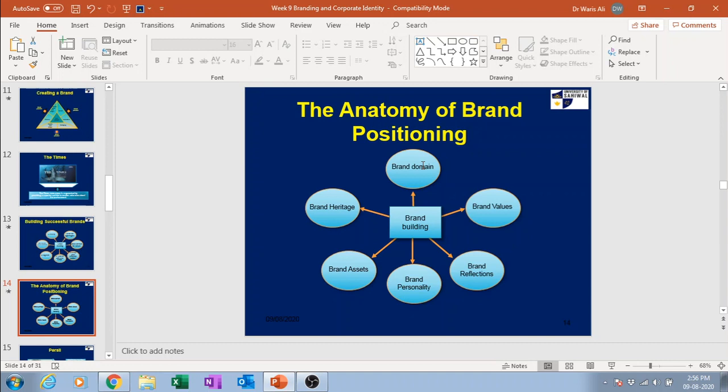Brand assets mean points of differentiation from competitors. How is your product different from your competitors? In quality, in ingredients, in benefits, in shape, in taste, how is it different? That is called brand assets. Brand values: what is your strength? Brand values mean how people believe in your product, what they believe basically.